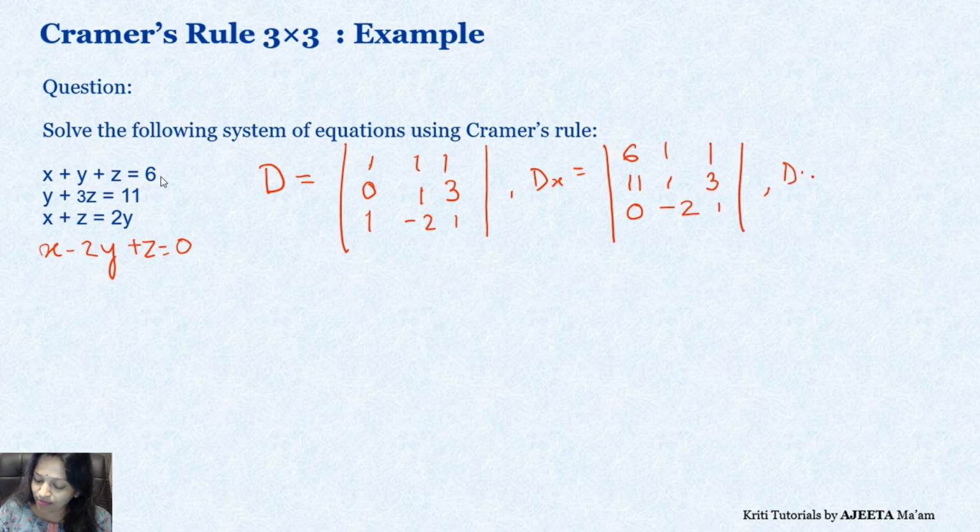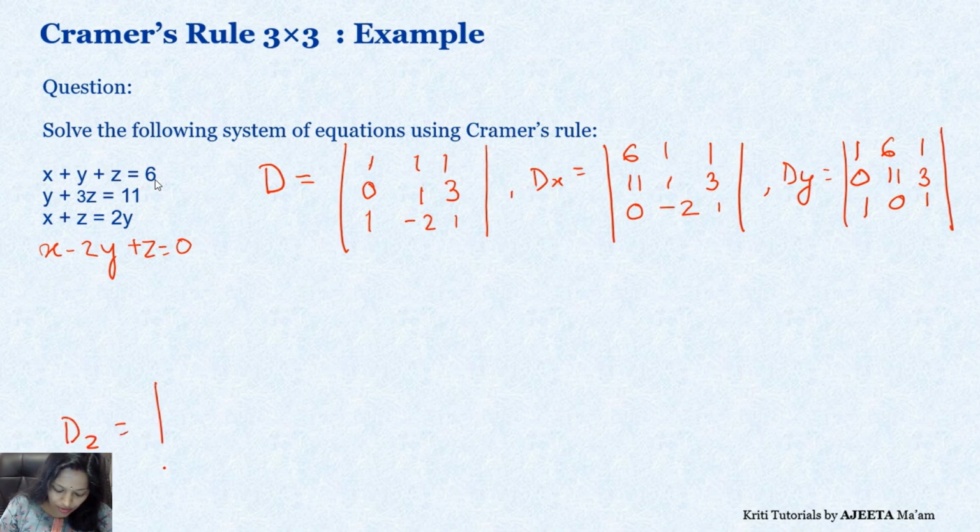Now for the dy, we are going to replace the coefficients of y with constant terms. Rest all will remain the same. So 1, we have 0 and then 1, then we have the constant 6, 11 and 0, then we have 1, 3 and 1. Right? For dz, we have to replace the coefficients of z with the constant term. So 1, 0, 1, 1, 1 and minus 2, 6, 11 and 0. Now we have to calculate the value of these four determinants.